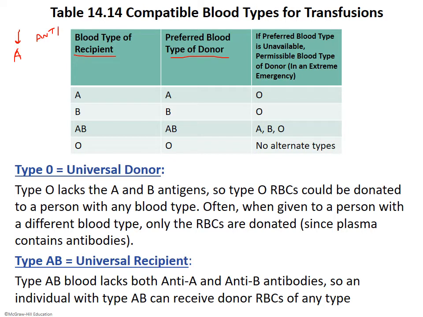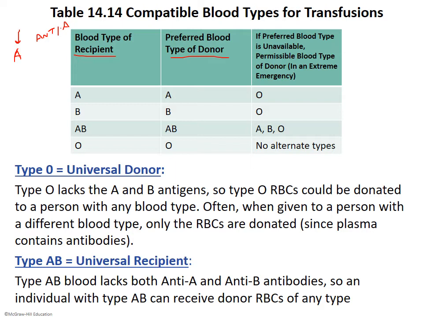anti-A antibodies, right? So what would have anti-A antibodies? Any person that doesn't have A antigens. Type B does not have A antigens, so they have anti-A antibodies. I cannot give type A to B. I cannot give A to O because O, since it doesn't have A, I'm not worried about B at all. All I know is it doesn't have A antigens, so that means it has anti-A antibodies. So type A can only give blood to A and AB.